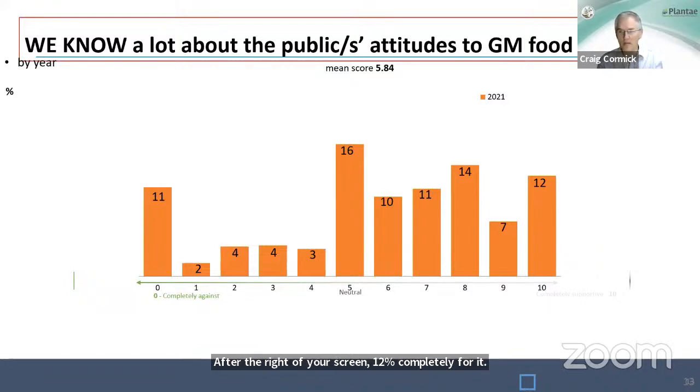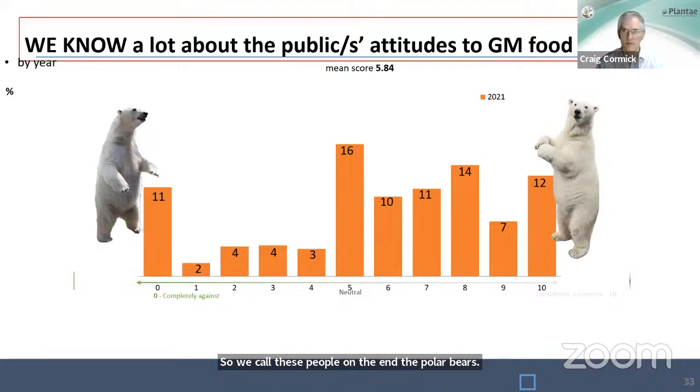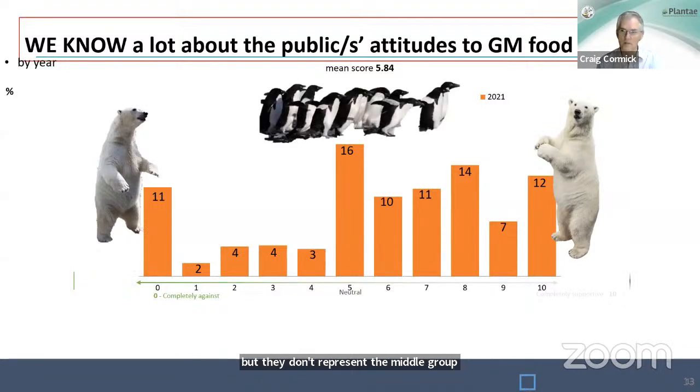And they'll move around a bit depending on what's in the media and what's happening with new scares or new technologies. So we call these people on the ends the polar bears, because they're polar opposites. And they're the ones who dominate the media debate and dominate politics, but they don't represent the middle group. The middle group we call the penguins, and the penguins scuttle back and forward depending on where things are. So one of the first things I tell people in public attitude communication is, don't mistake a penguin for a polar bear. But the polar bears are noisy. They take up all the space, they dominate, and it's very easy to think you're talking to the public when actually you're talking to a polar bear.